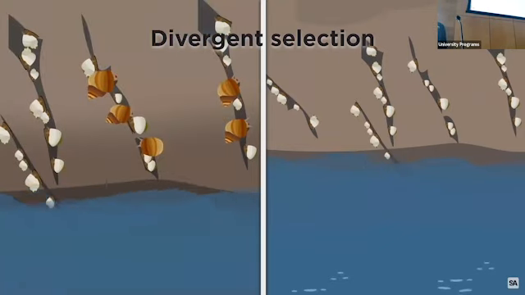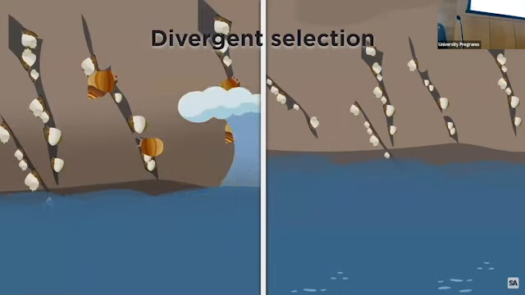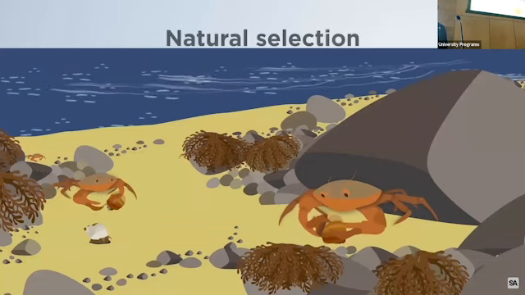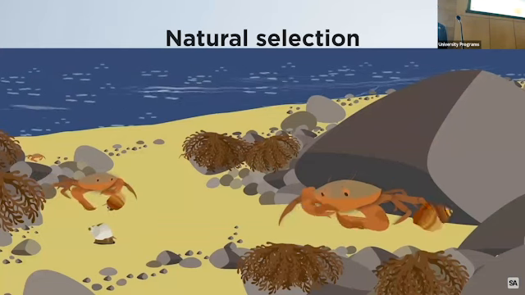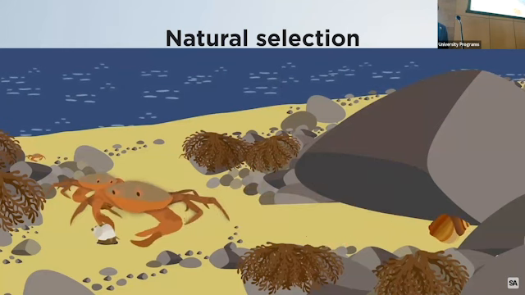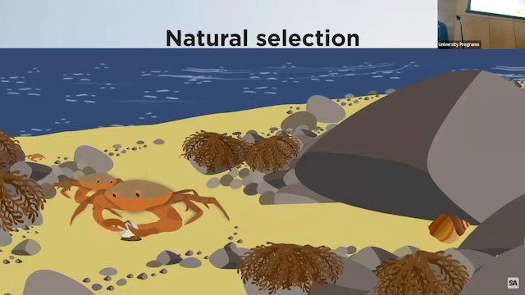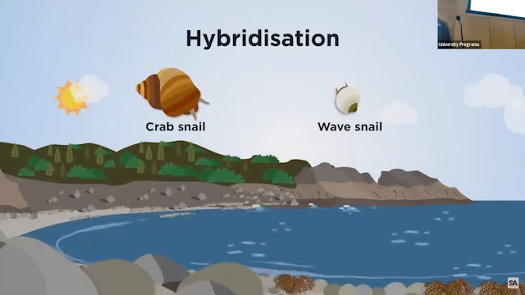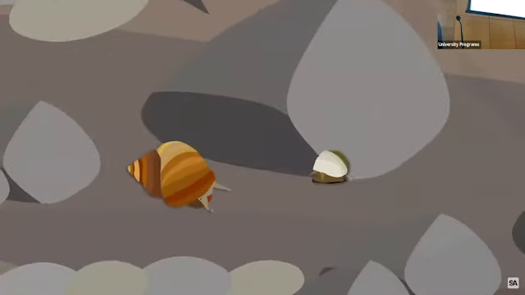Crab snails in the wave environment are not well adapted to this environment and are less likely to survive and reproduce. The same is true for wave snails in the crab environment. Those with beneficial traits will survive and reproduce, passing on their characteristics to the next generation. This is natural selection. Mating between crab and wave snails opposes local adaptation.